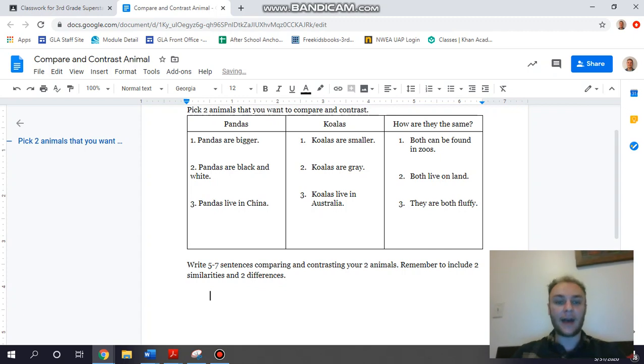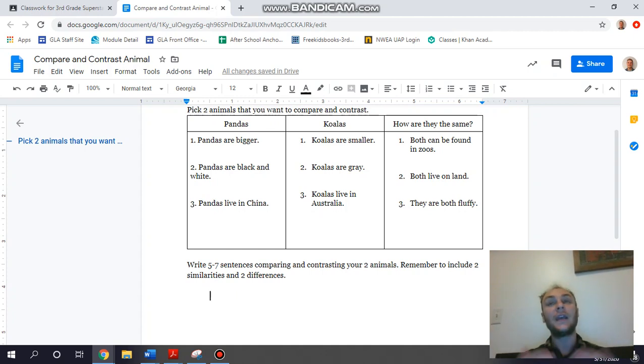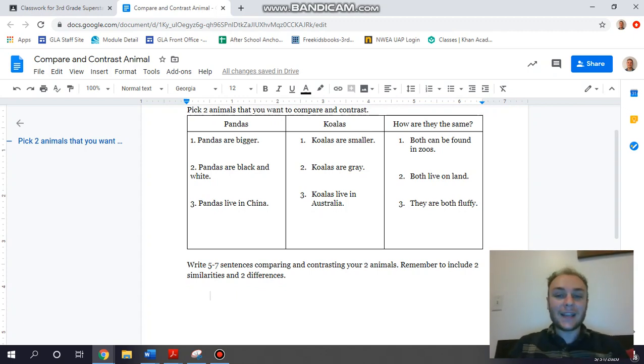I click the Tab button. And now it's time for me to start. Chauncey did a phenomenal job yesterday. He remembered to introduce what he was writing about. So I need to introduce what I'm writing about. What am I writing about? I'm writing about pandas and koalas. So that's how I'm going to start. I am going to tell you.